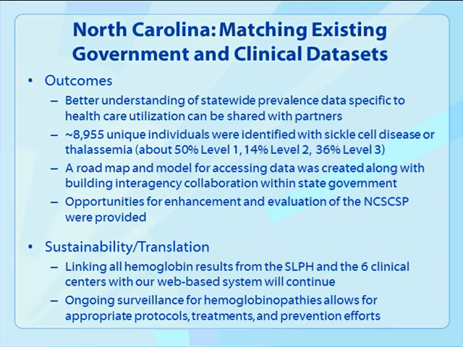Upon matching these data sets, analysis of the data allows public health partners to have a better understanding of statewide prevalence and incidence estimates of hemoglobinopathies, as well as the effect of these diseases specific to healthcare utilization. During the study period, we found about 8,900 unique individuals identified with sickle cell disease or thalassemia living in North Carolina from 2004 to 2008 when merging all data sets, with roughly 50% confirmed cases, 14% false cases, and 36% possible cases. In addition, the outcome of this project created a roadmap and model for accessing data and building interagency collaboration within state government.